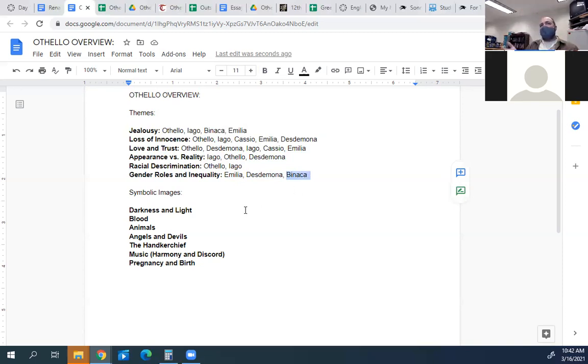And so you look at these three characters and these three stereotypes, and you see what their role is in society, what they're allowed to do in the story, and how their roles force them into certain actions. And I think Shakespeare's saying something here as well.